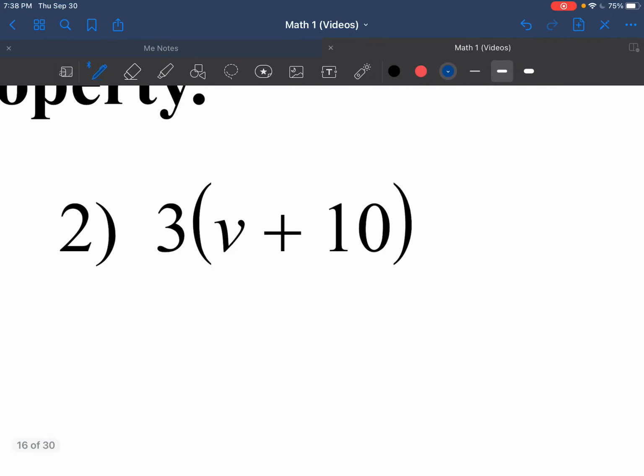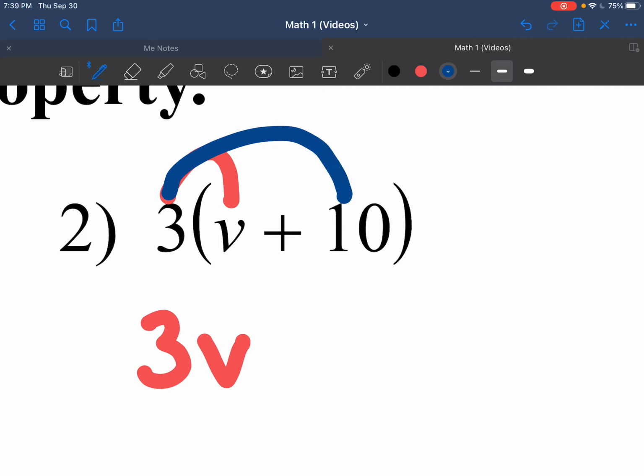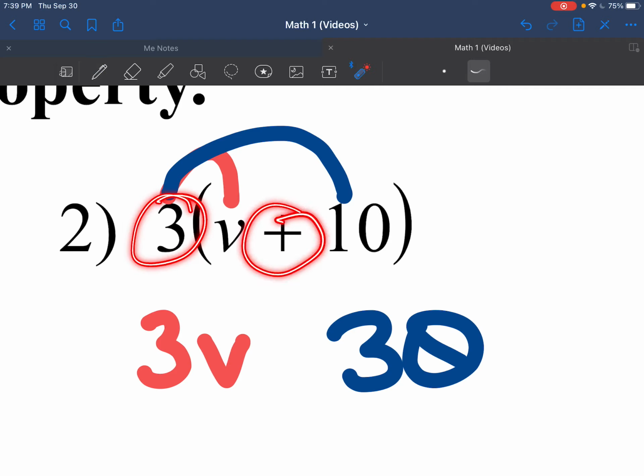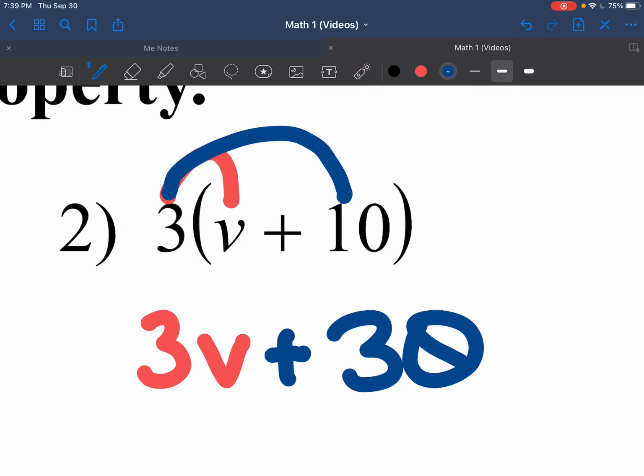Okay, looking at 2, we have 3 times v plus 10. So 3 times v is 3v. 3 times 10 is 30. Now, this 3 is positive on the outside here. So everything else, the signs stay the same. So that's still going to be a plus in between.